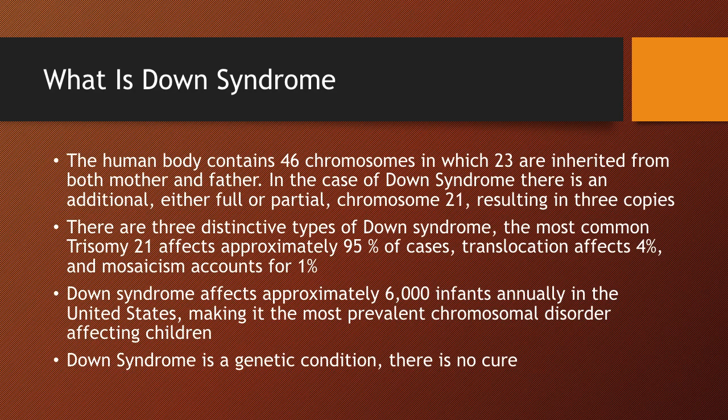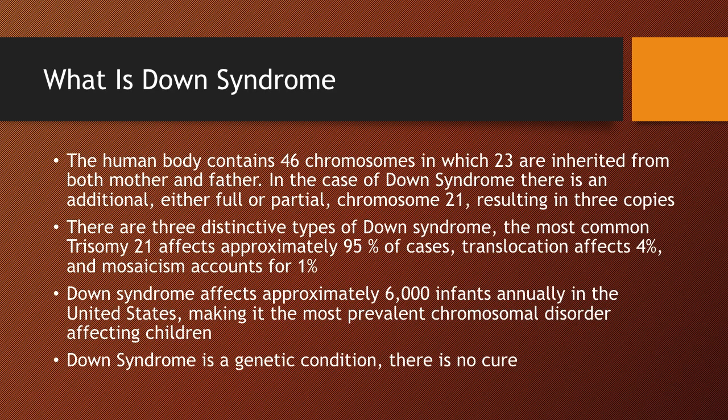The most common, trisomy 21, affects approximately 95% of cases. Translocation, which is when a child only has an extra part of chromosome 21. There are still 46 total chromosomes, however, one of the additional pieces of chromosome 21 is attached, affects 4%. And mosaicism is when a child is born with an extra chromosome in some of, but not all of their cells, affects only 1%.